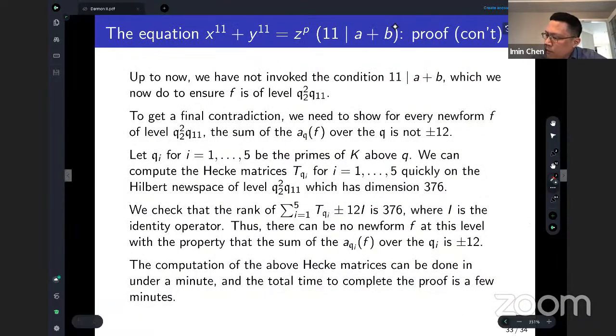And that means that there is a new form at this level. So now we're in this situation where the sum of all its Hecke eigenvalues over the primes of Q is plus or minus 12, but that's something we can check just using Hecke matrices. That's on a space of dimension 376, and that just takes a few minutes to compute. And so that concludes the proof. And sorry, I went a little bit over time. Thank you for your attention.